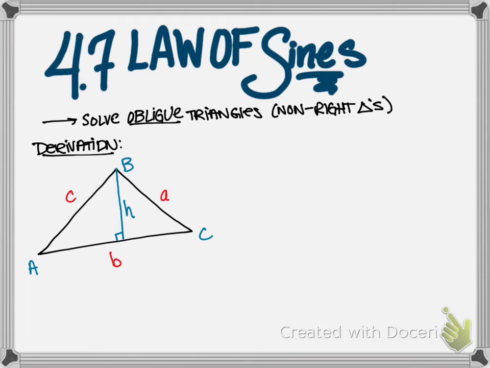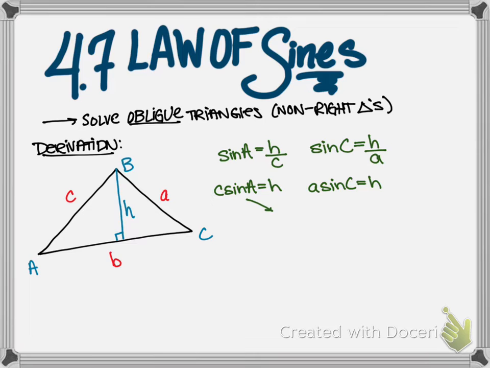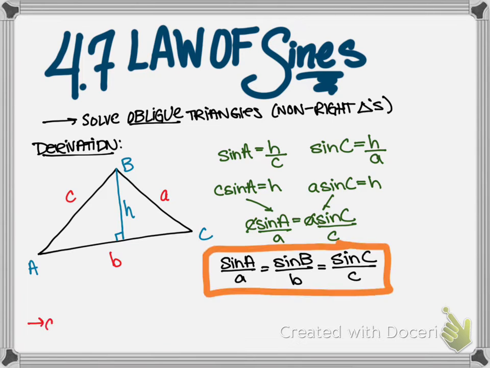Since we drew in that height, we can set up two equations for it. Sine of A equals the height over c, opposite over hypotenuse, if we cut the triangle in half. And sine C equals height over a. So I'm going to solve both of these for the height, and then we can set them equal, since they're both equal to the height, and finish solving through. So I'm going to write out the whole law of sines here, and you guys can check out my steps.